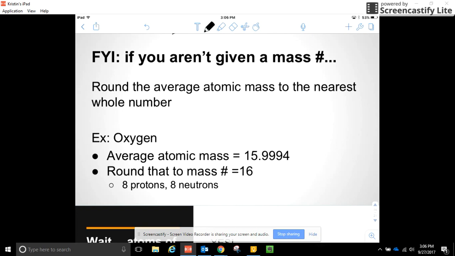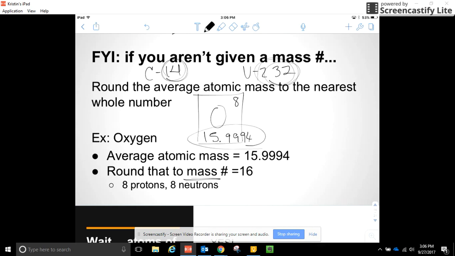So sometimes you're not going to be given a mass number. You're not going to get that whole nice number that's sometimes given to you, like U-232 or carbon-14. If you're not given that number, what you can do is look on the periodic table. So let's say we're looking at oxygen, okay? If you look on the periodic table, oxygen's average atomic mass is 15.9994, and it has 8 protons. So what I can do is look at that average atomic mass and round it to the nearest whole number, which is going to be 16. So generally, if I don't give you the mass number with the symbol of the element, you just look at that average atomic mass and round it to a whole number.